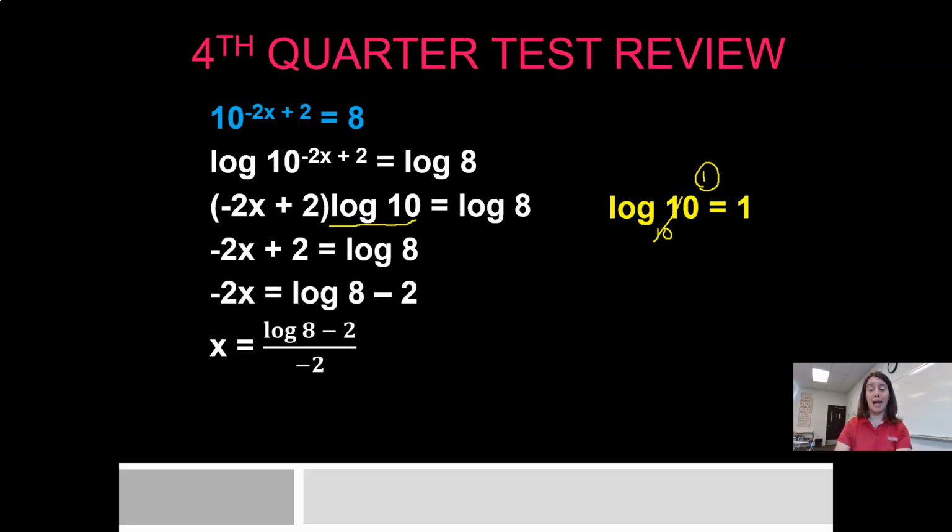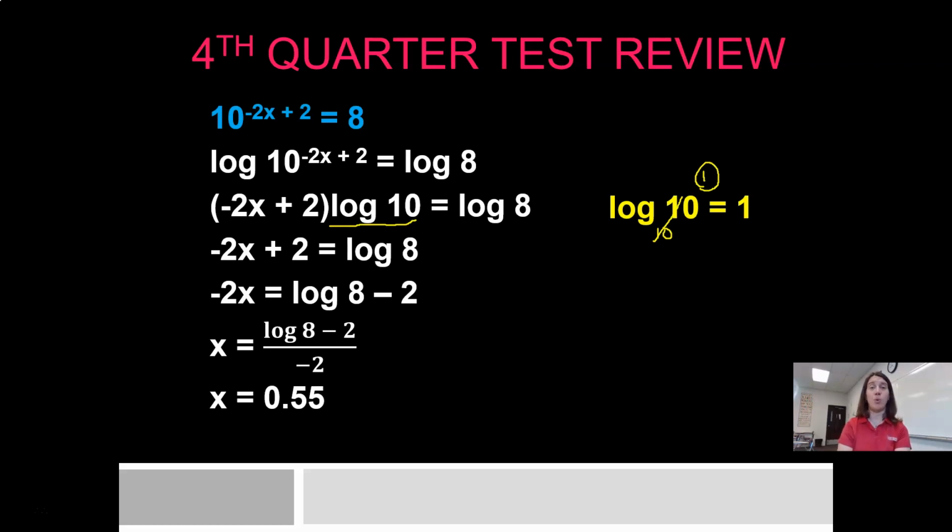At that point, go ahead and type that on the calculator, and that gave me, when I rounded it, that x was 0.55. If you're adventurous, you can, of course, go ahead and check that. Put your 0.55 back in the question. Negative 2 times 0.55, and then add 2, and then 10 to whatever that exponent is should give you something pretty close to 8.